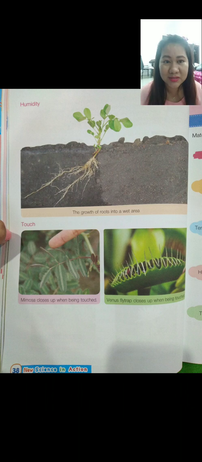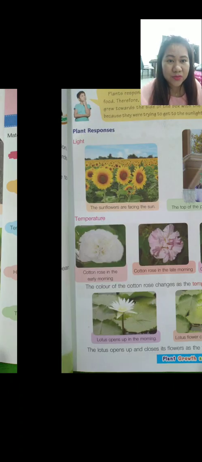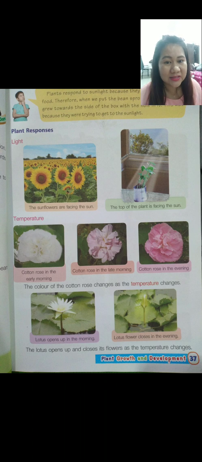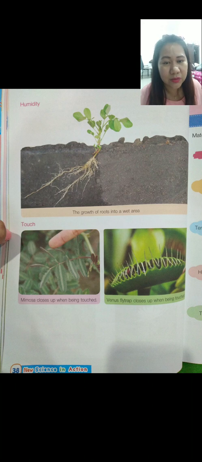So that's how plants respond. They respond to light, to sunlight. And temperature: some plants respond when the temperature changes, the color changes or the flower opens or closes. And another one is humidity: plants also respond to humidity, the growth of roots into a wet area.